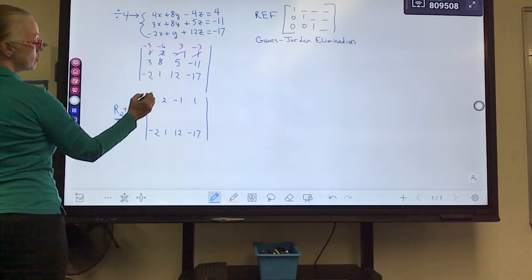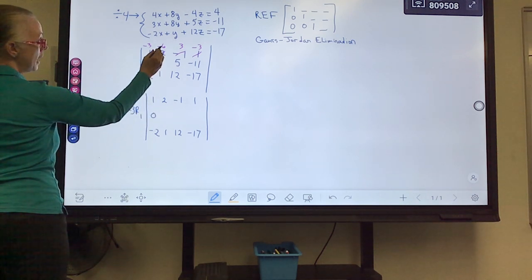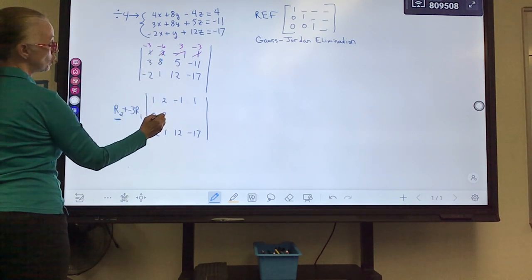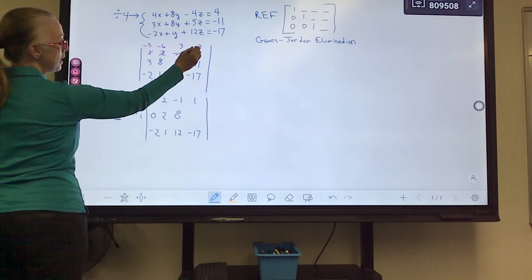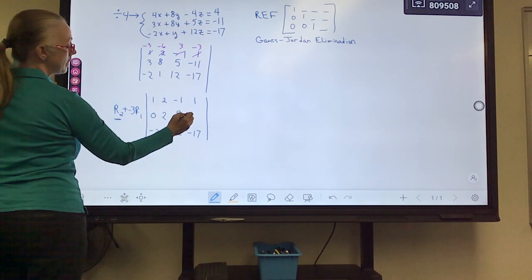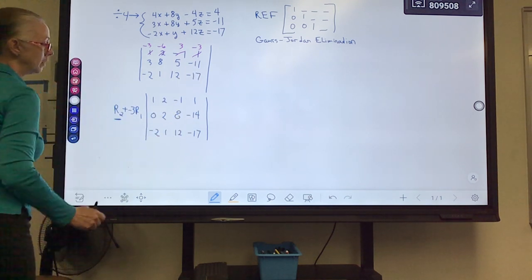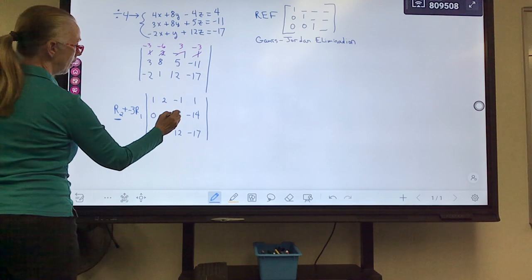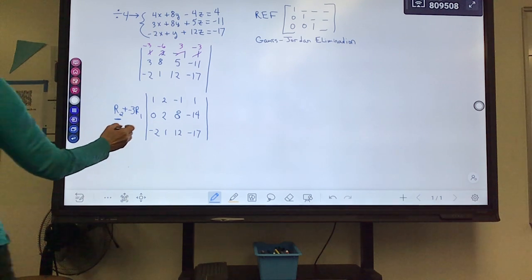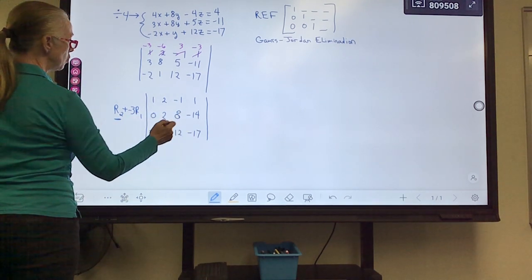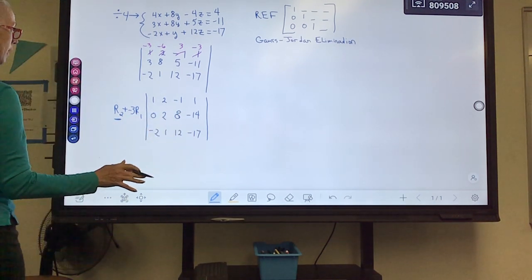Negative 3 plus 3 is 0. Negative 6 plus 8 is 2. 3 plus 5 is 8. And negative 3 minus 11 is negative 14. And so I have done a really good job there. Right away, what catches my eye is that I can divide row 2 by 2. So I'm going to go ahead and do that.